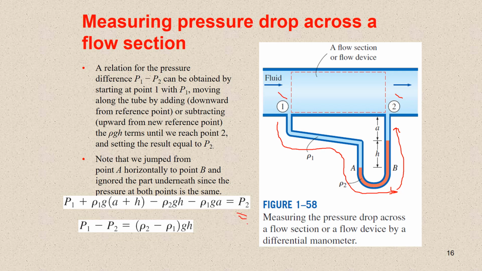Note that when you are traveling from point 1 to point A, we are traveling downward, so we are adding the pressure. And when we are traveling from point B to 2, we are traveling upward, so we are subtracting the pressures. And also note that when we jumped from point A horizontally to point B, we ignored that part because the pressure at both points would be the same.